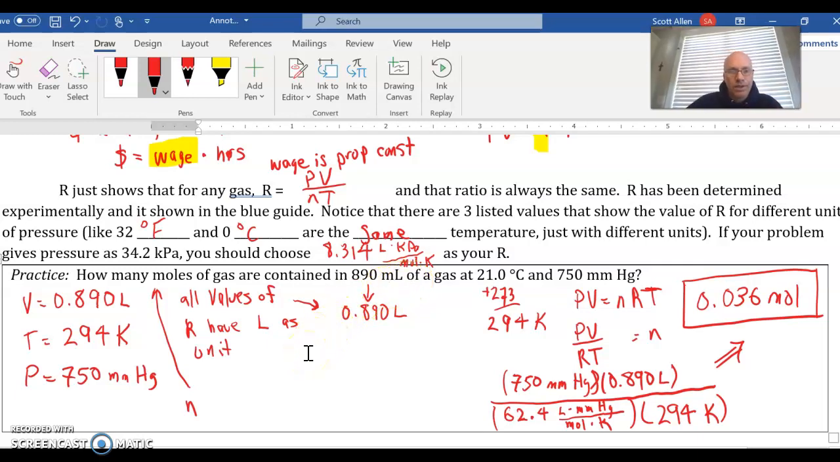So I wanted to do one more example of an ideal gas law problem from the notes. There's a couple things about the ideal gas law problems that are a little bit different from the ones that we learned earlier. One of the things about doing these problems is that you really need to pay attention to the units of the measurements that you're putting into the problems.